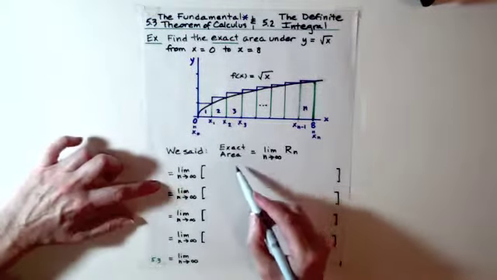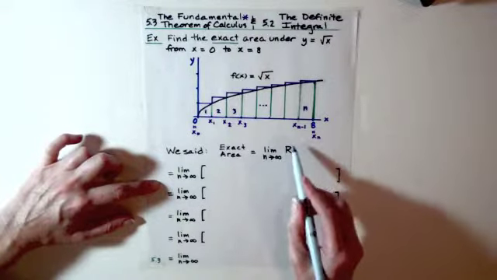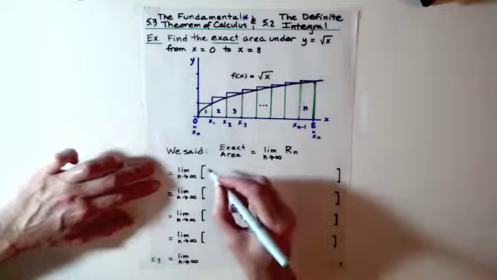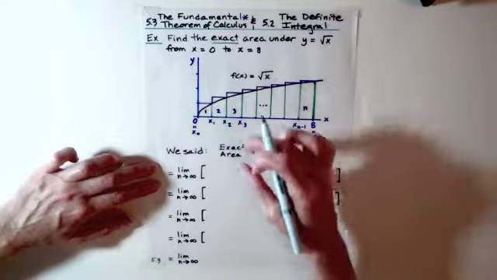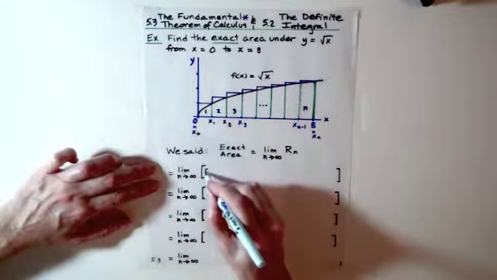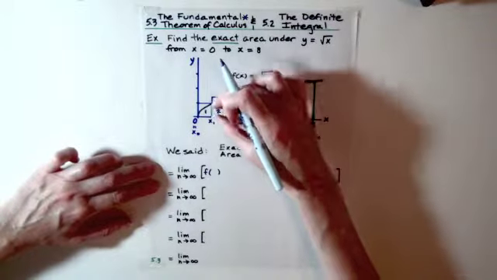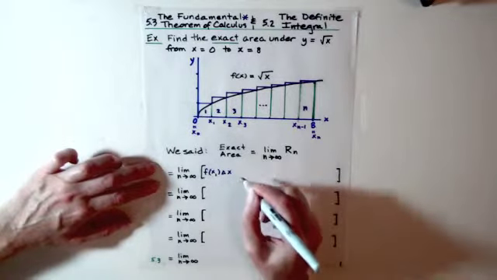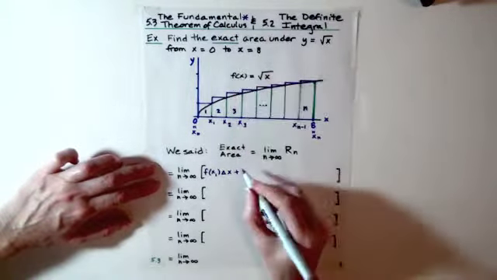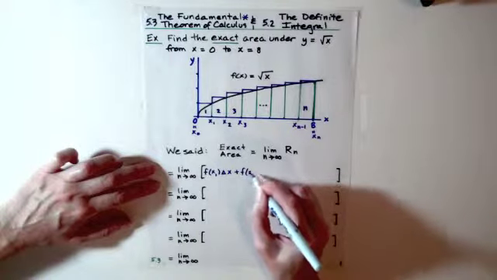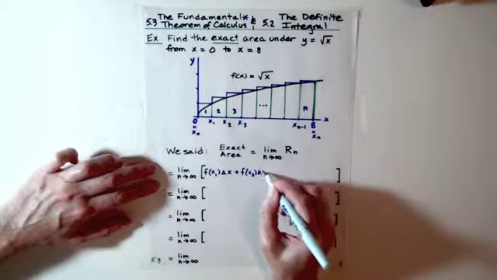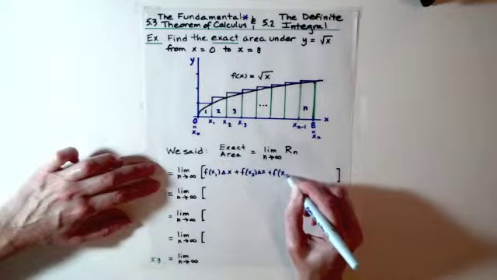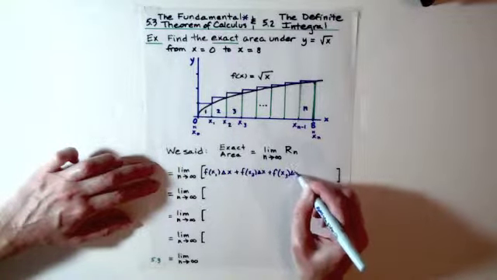We said the exact area is the limit of the areas of those n approximating rectangles. Let's write down what that is, and we did this in the last video. It's the height of the first rectangle where we evaluated at the right-hand endpoint. So that was f of x1 delta x, plus the second rectangle, whose height is f of x2 delta x, plus the third rectangle's area, f of x3 delta x, and so on.